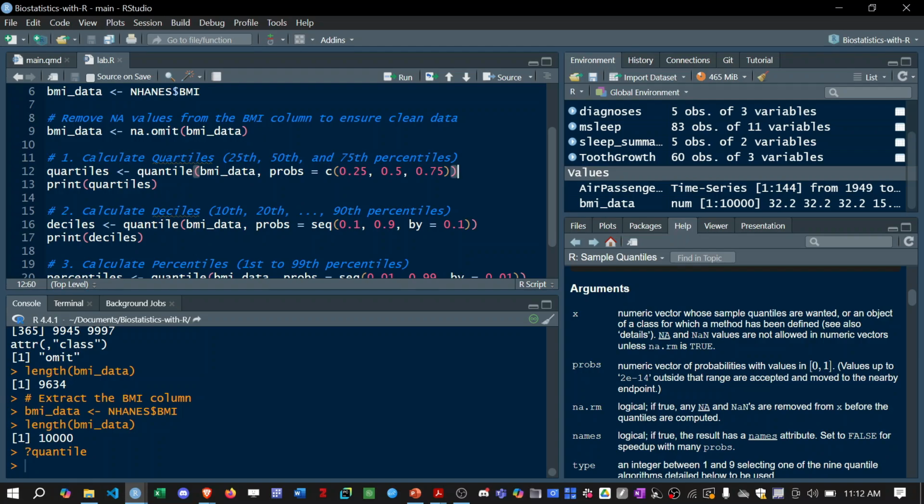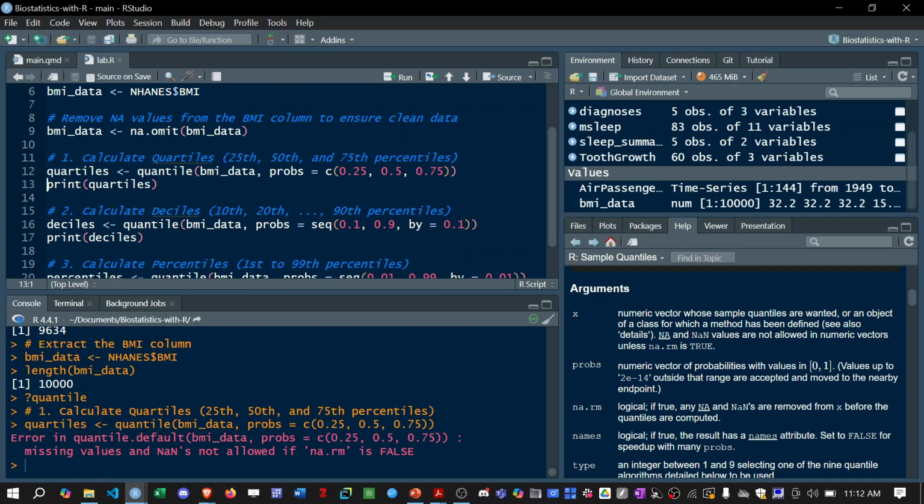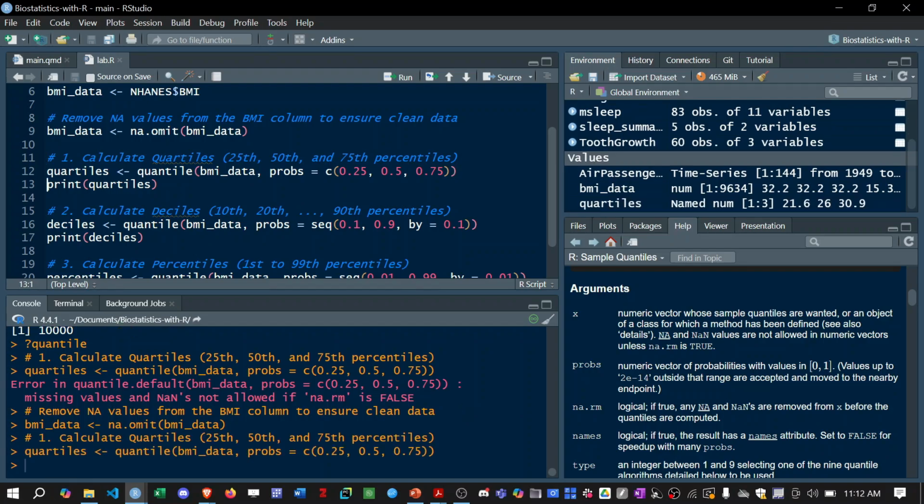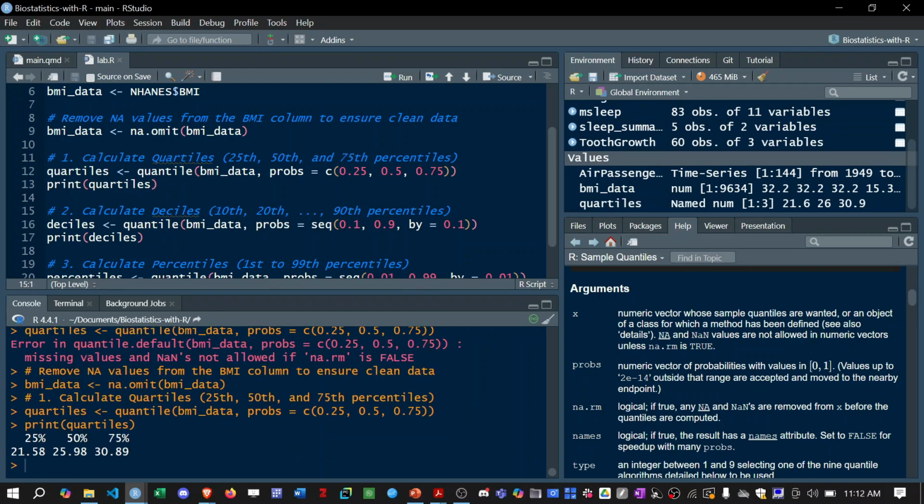When I run this now, okay, I need to remove my missing values. I now run this, and you can see I now print the quartiles. My first quartile point is 21.58, the second quartile point is 25.98, and the third quartile point is 30.89. So those with a BMI of 30.89 are in the 75th percentile, which is the third quartile. Anybody with a BMI above this falls in the fourth quartile group.